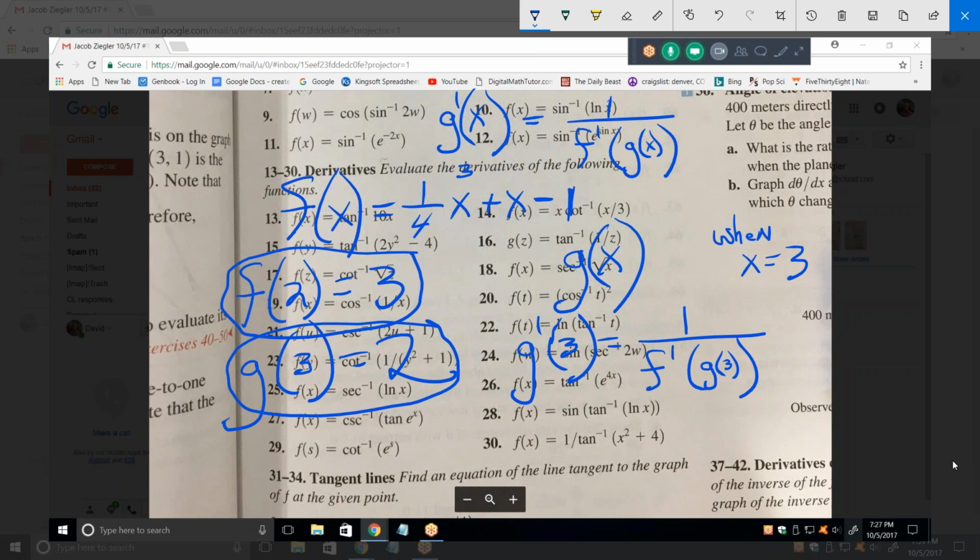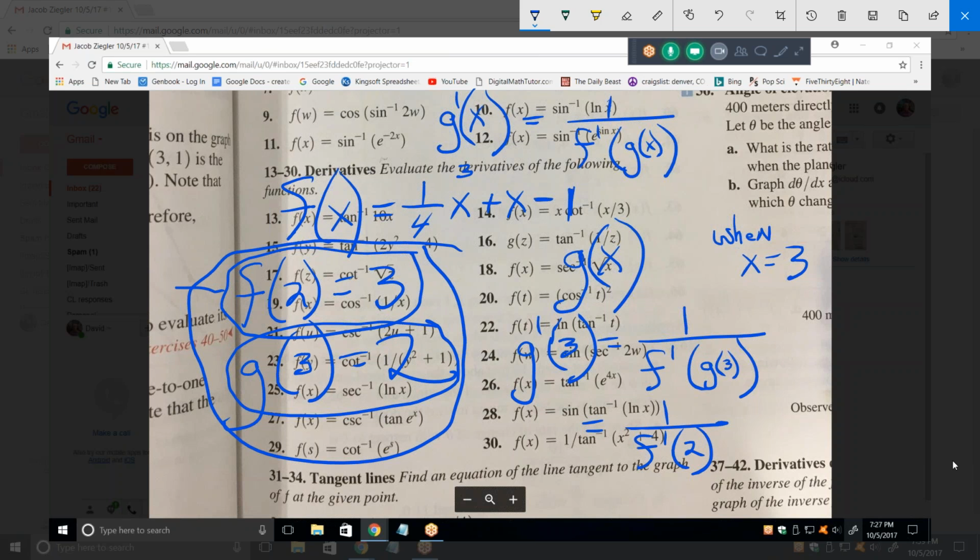Now, I happen to know what g of 3 is because I knew what f of 2 was. So g of 3 is 2. So this is 1 over f prime of 2. Now this is a little confusing, don't worry about it. I'm just giving you this one example to end tonight's session, and then we're going to go over this all again next time. But the critical thing is this part right there.